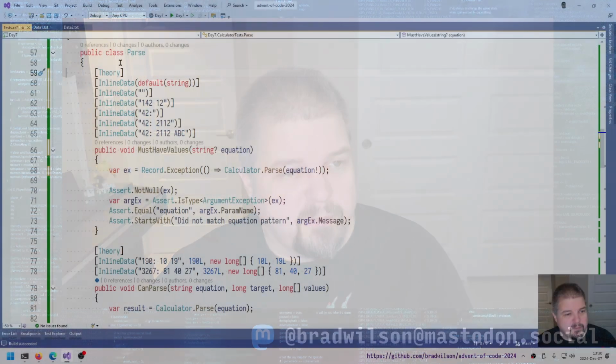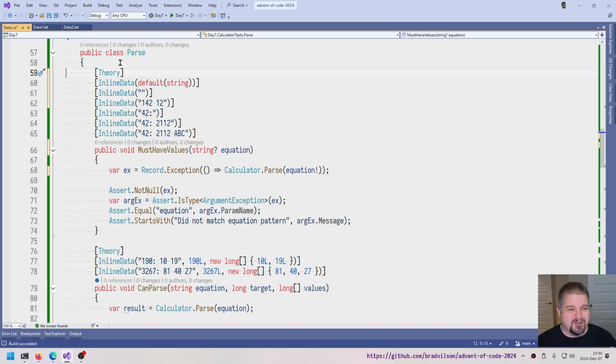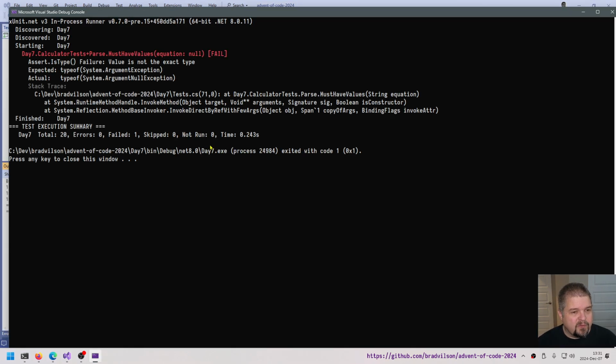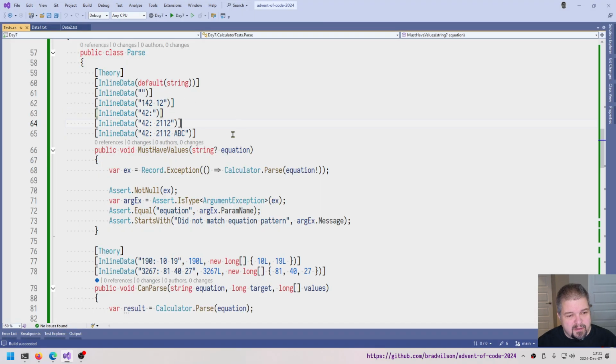You know what? It occurs to me as I'm doing all of this that I wasn't showing you my screen. That's amazing. So you can see I've collapsed those two tests into one. And I've done default of string here. I've done empty string. I took that 142.12 and put it over here. We can see what's going on here. We expected an argument exception, but we actually got an argument null exception when we pass null.